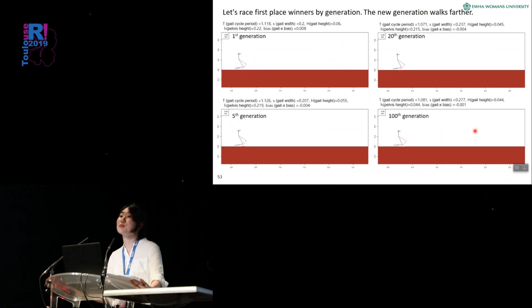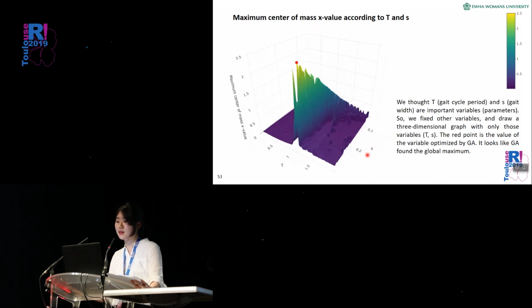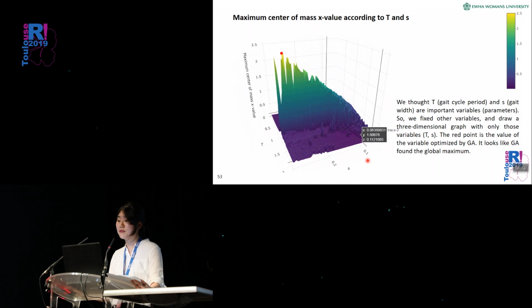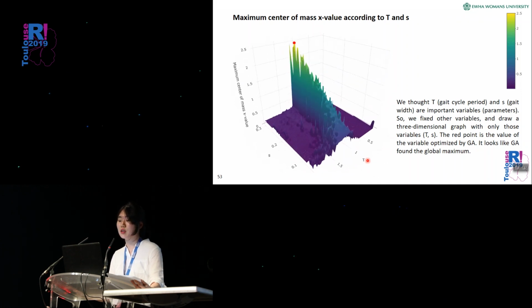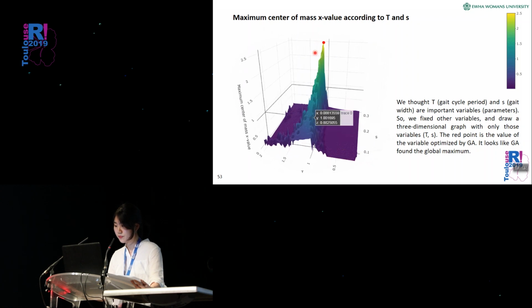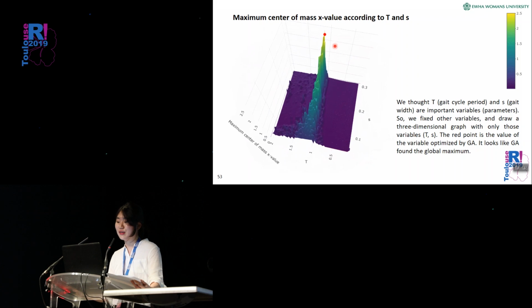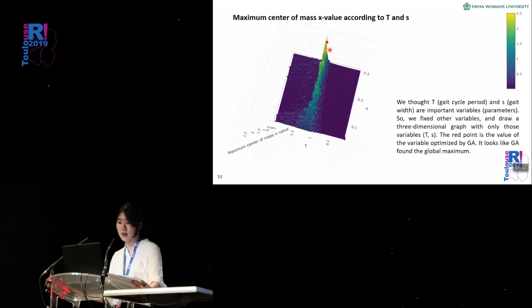Then here is the race of the first place winners by generation. Each new generation works farther. And we thought gait cycle period and gait width are important variables, so we fixed the other variables and drew a three-dimensional graph with only those variables. The red point is the value of the variables optimized by GA. It looks like GA found the global maximum.